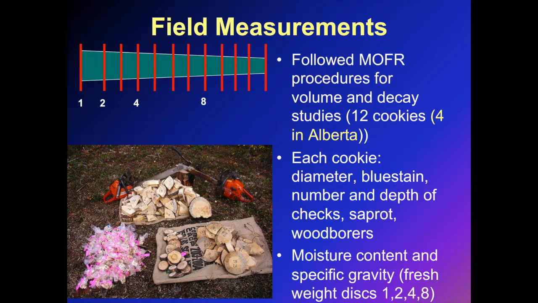For the field measurements, we follow the BC Forest Service procedure for decay, waste, and breakage surveys, and that involves felling the tree and then sampling at 12 different locations along the tree, 1 at stump height, 1 at the 10 centimeter top, 1 at DBH, and then 9 places in between. And in Alberta, based on what we had learned in BC, we actually only sampled at discs 1, 2, 4, and 8, which I have marked up there. At each cookie, we measured a number of things: the diameter, the blue stain depth, the depth of checks, the sap rot damage, and then we took pieces of the heartwood and the sapwood and measured their moisture content using the oven dry weight procedure.